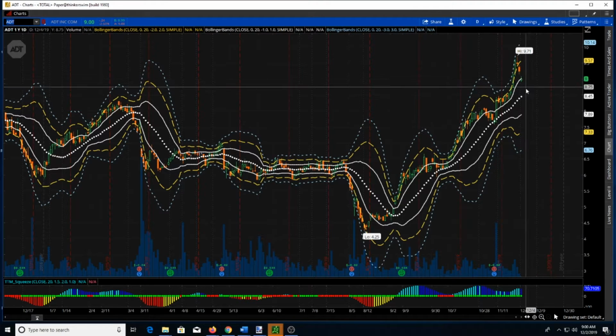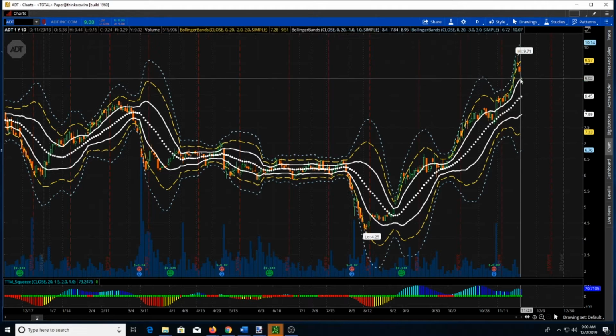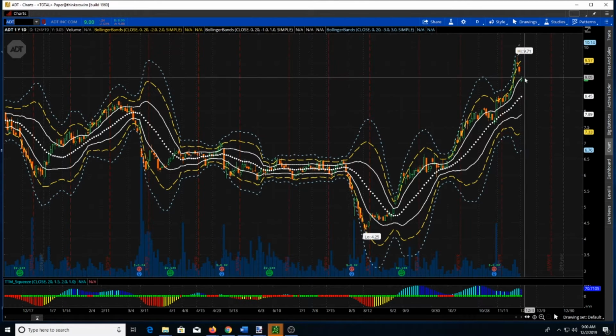My actual target, though, would have been right here at this price action. I took some partial profit here and moved the stop down. I took a third off here, right at this level, and moved the stop loss down to here.